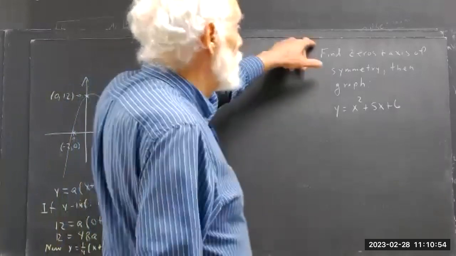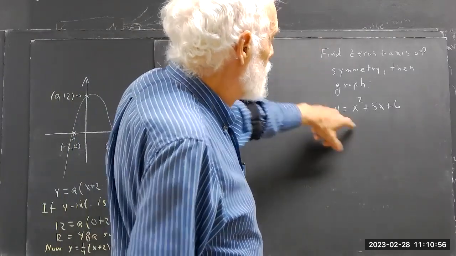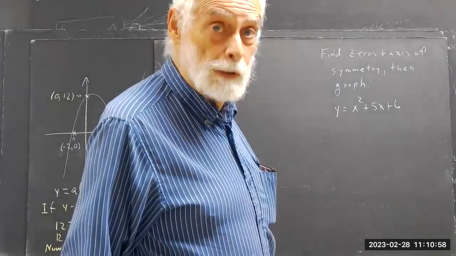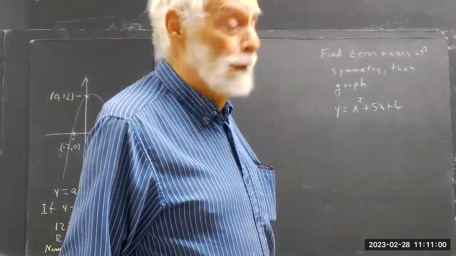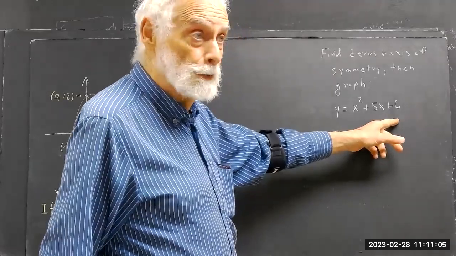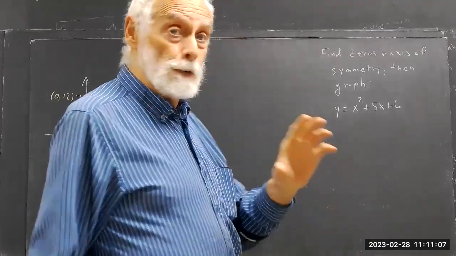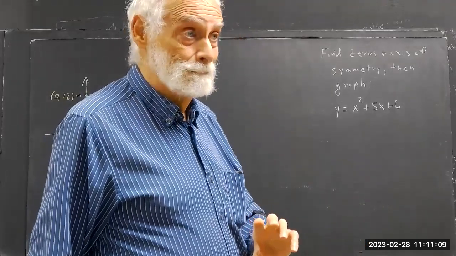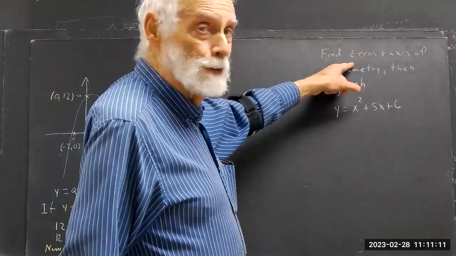Okay, so find the zeros, axis, symmetry, and graph of any quadratic function. You start with the quadratic formula. It tells you everything you need to know. Now, there's an alternative. You could factor this and find the zeros. I think everybody knew how to find the zeros. Of course, I told you that.